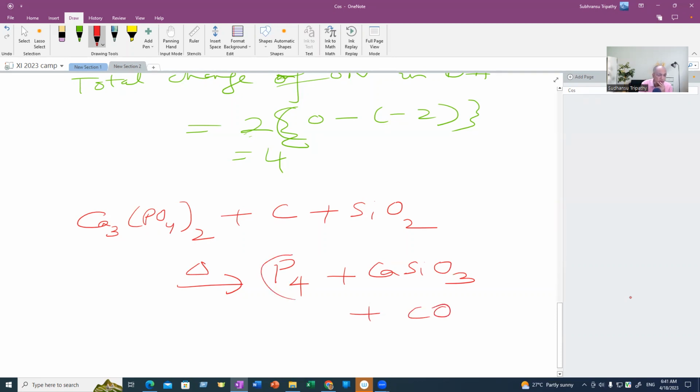Element phosphorus is prepared by this method, and the other is calcium silicate. Calcium is 2 plus, silicate is 2 minus, so they cancel out, plus carbon monoxide. So phosphorus vapor will come out, it will be condensed on the other side. Calcium silicate will remain as the residue, and carbon monoxide will simply go to the sky. So you can get pure phosphorus by this process, and all the impurities will remain with calcium silicate in that particular reaction vessel. Phosphorus being volatile will volatilize out and be condensed on the other side.